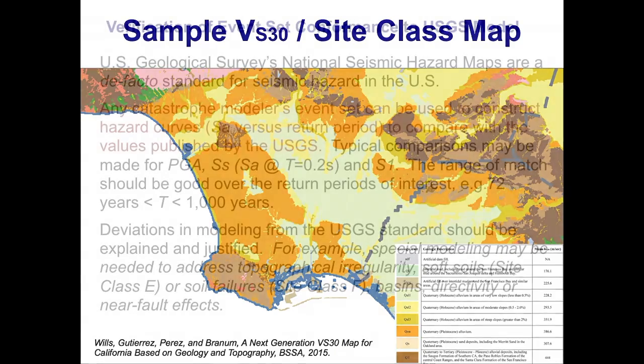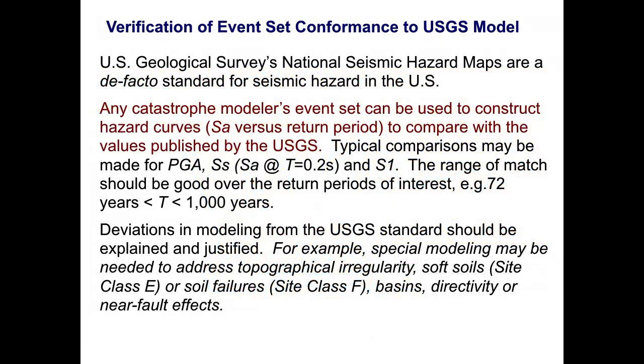Now, when using the major catastrophe models, the engineering service provider will want to do some verification, want to do some checking as to how closely the event set and the hazards used in the CAT model correspond to the United States Geological Survey's National Seismic Hazard Mapping Project and the published results from this de facto standard for seismic hazard in the United States.